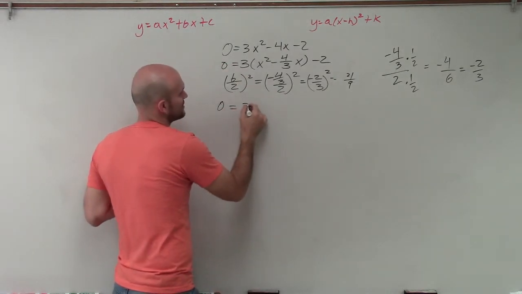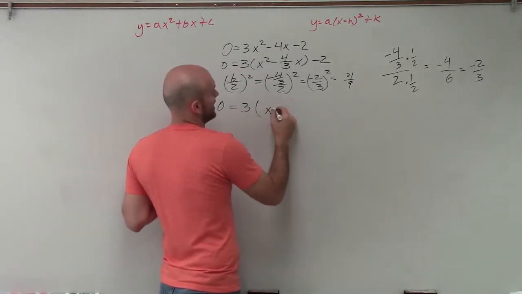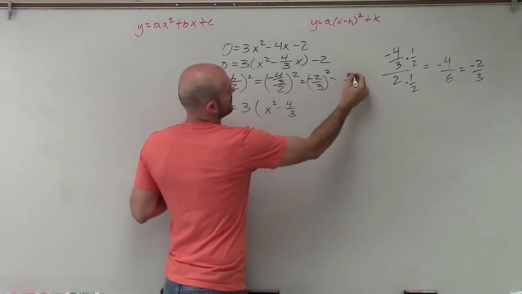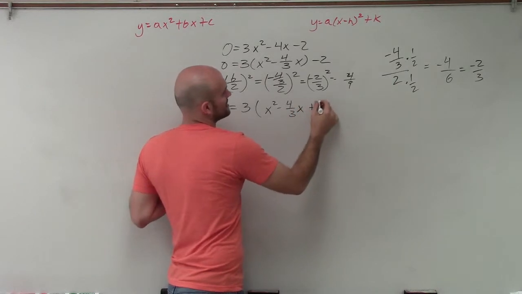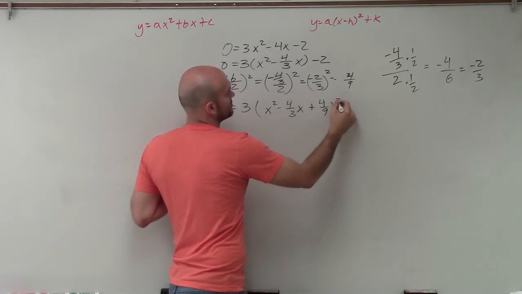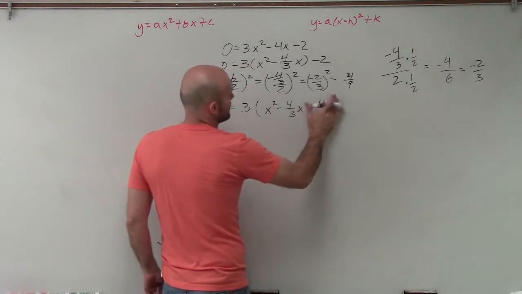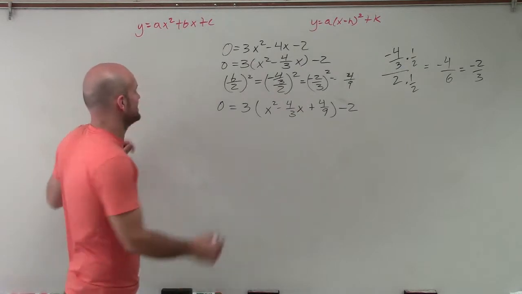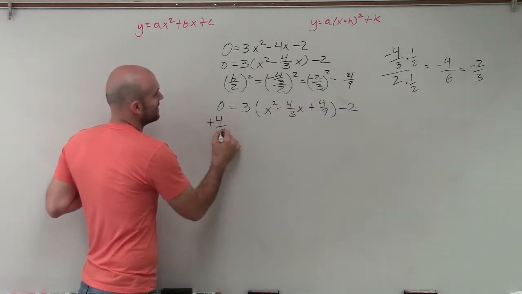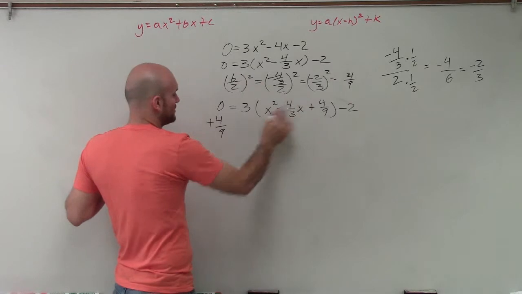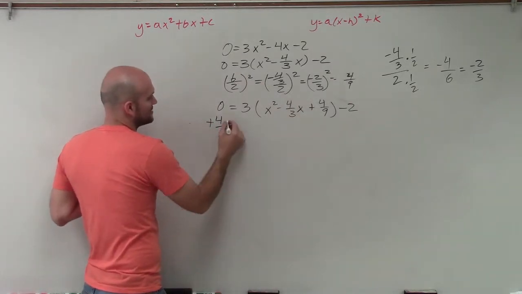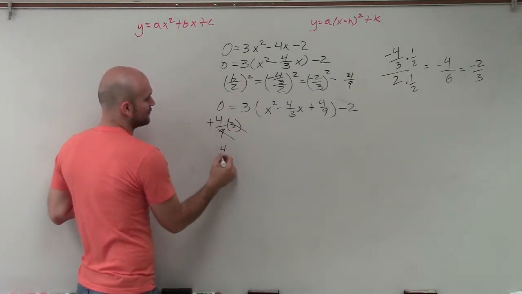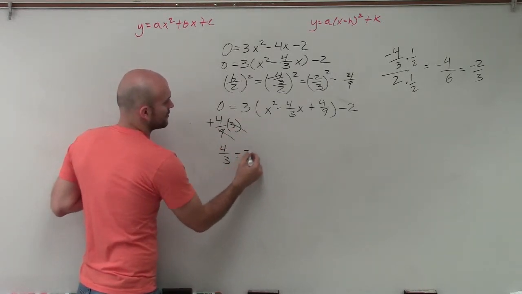So I have 0 equals 3 times x squared minus 4/3 x plus 4 over 9, minus 2. But then I need to make sure, since I added a 4 over 9 to the right side, I need to make sure I add a 4 over 9 to the left side. However, this 4 over 9 is being multiplied by 3, so I need to multiply this one by 3. So when multiplying by 3, that actually reduces down. So I have a 4/3 on the left side equals 3 times.